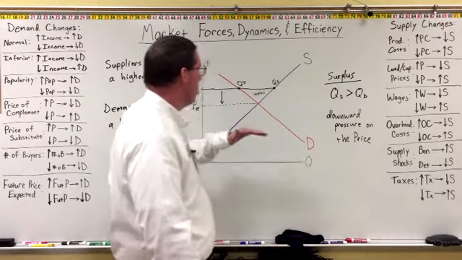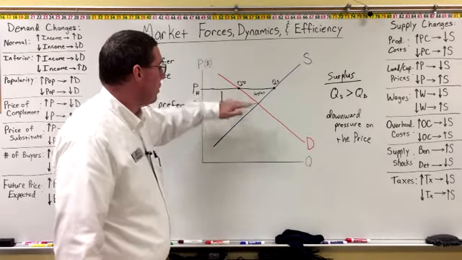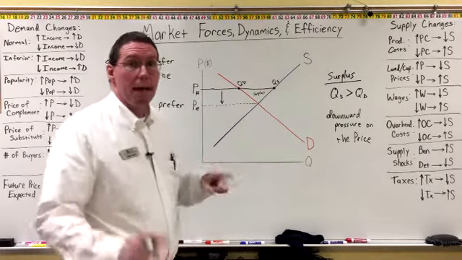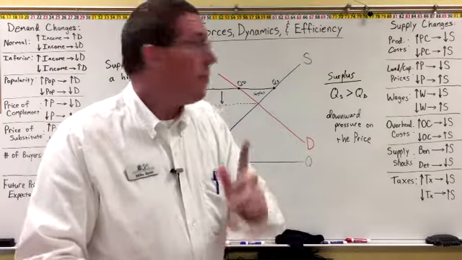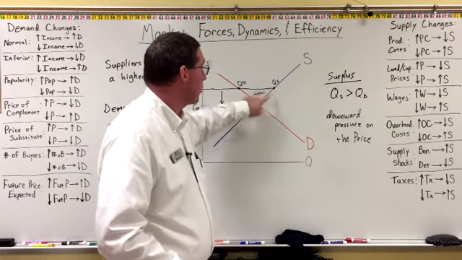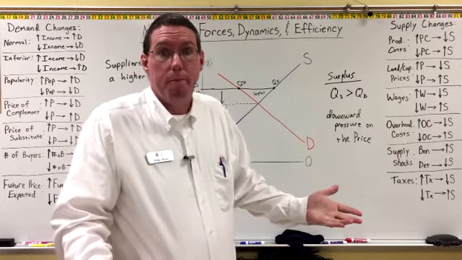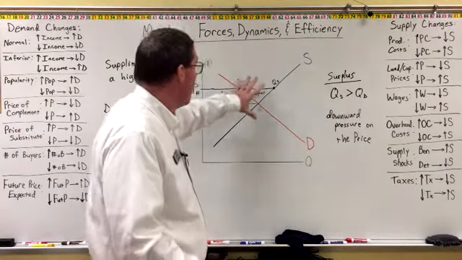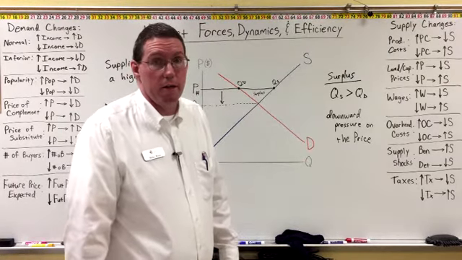Demanders put downward pressure on the price because they're only willing to buy more. And if the suppliers don't allow that price to go down, then they're just going to sit around with lots of extra stuff. They're going to have a surplus that they're not going to be able to sell. And this is our first indicator, we call this an inefficiency in the market.